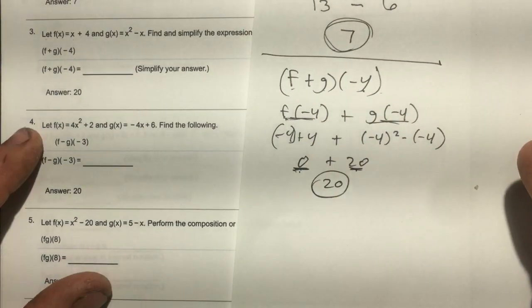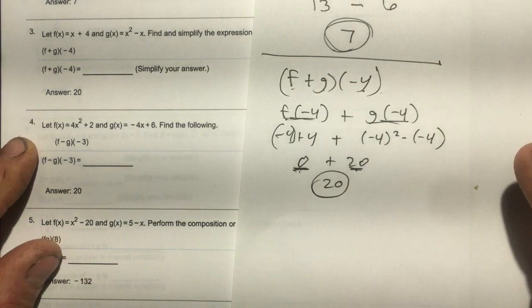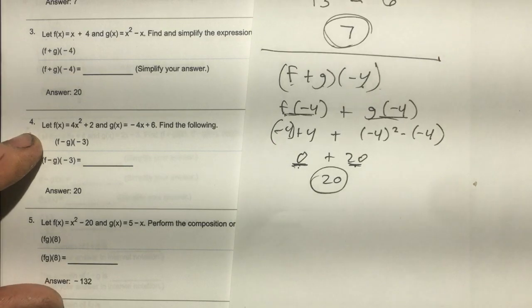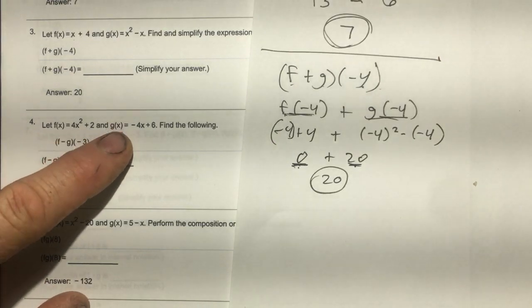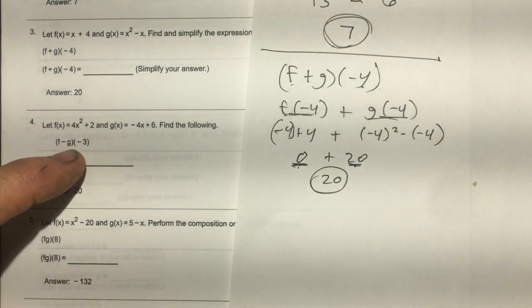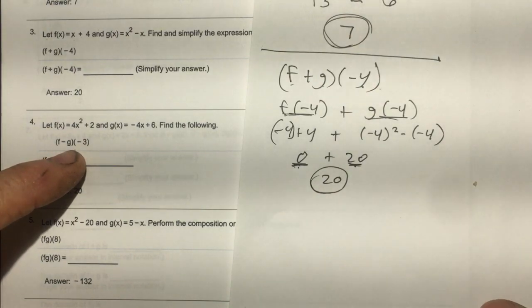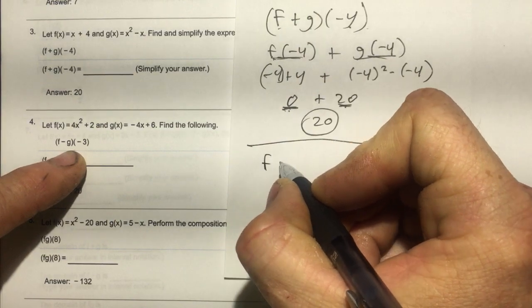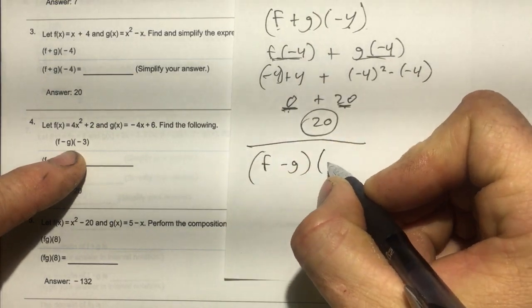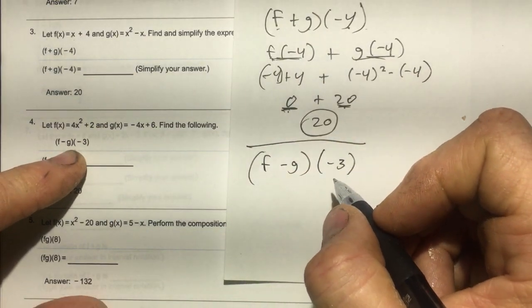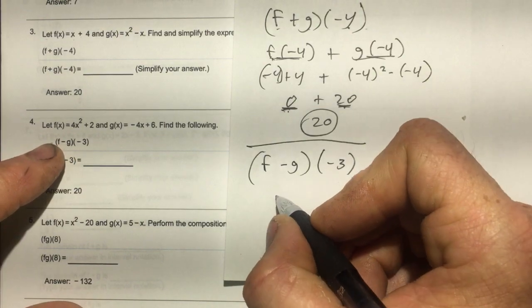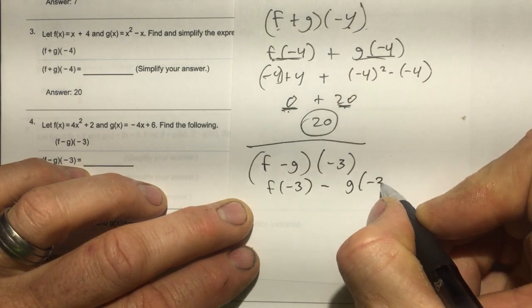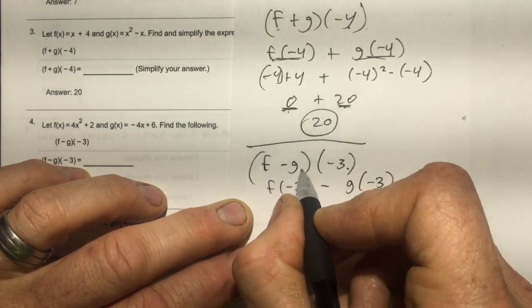Okay, what about 4? We have f of x is this, g of x is that, so I'm doing (f - g)(-3). So I do f(-3) minus g(-3).